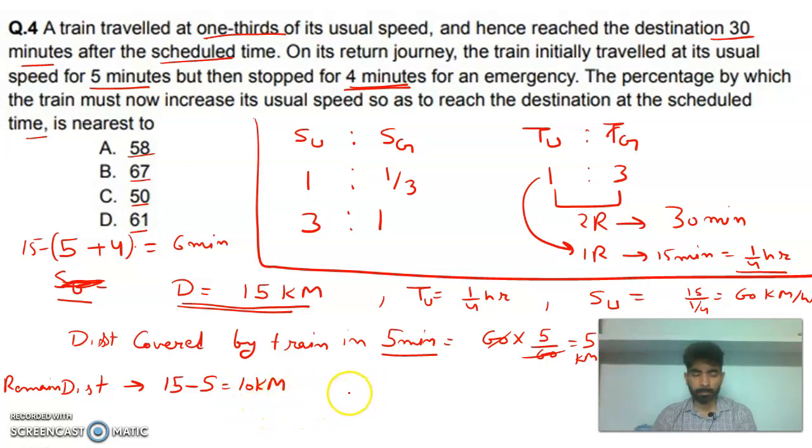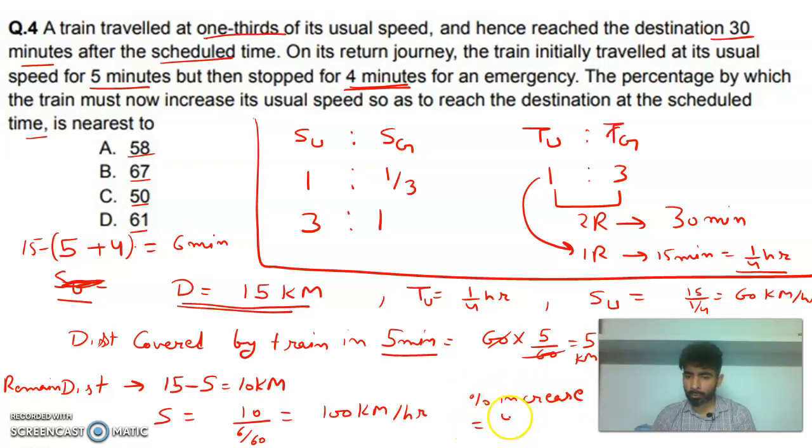What could my speed be? When I find out the speed now, that will be distance upon time. Time is in minutes, so I can say 6/60. When you solve it, you will get the answer as 100 kilometer per hour. So how much is it increased from the usual one? The percentage increase in speed will be equal to 40 on the basis of initial speed.